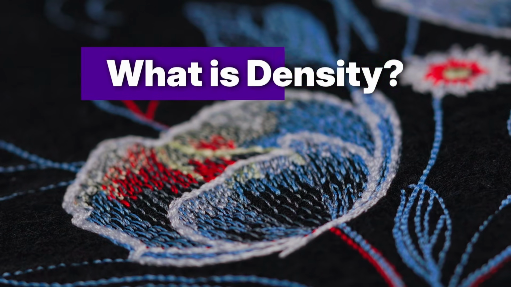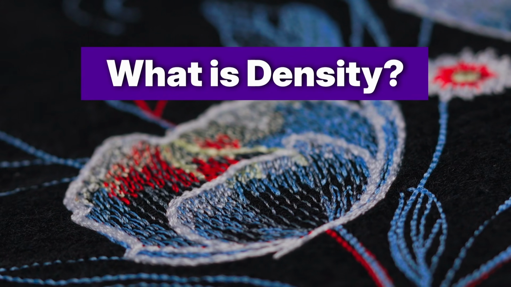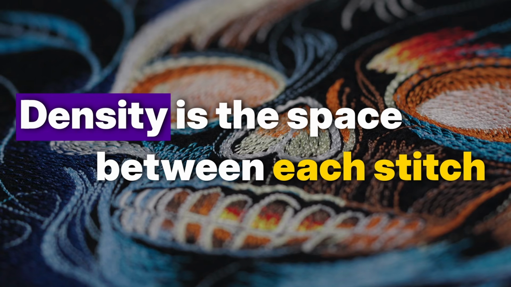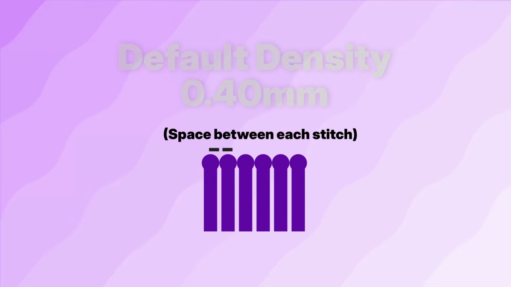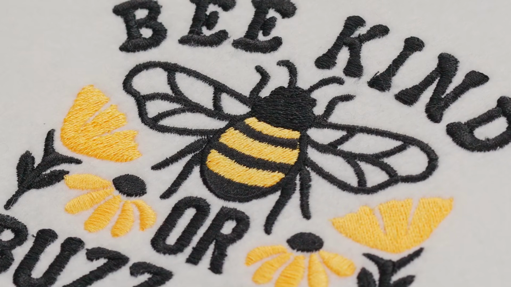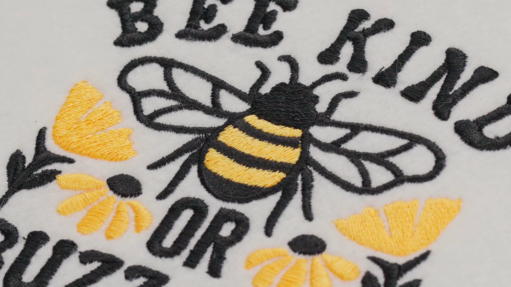So what exactly is density? Now we did touch on it when we were going over the 3 stitch types, but density is basically the space between each stitch. And that space does vary depending on a few factors. The normal density that you'll find in most software programs is 0.4 millimeters of space between each stitch. That's just a little bit larger than the width of a thread, so it looks like you have full coverage when it's embroidered on a garment.